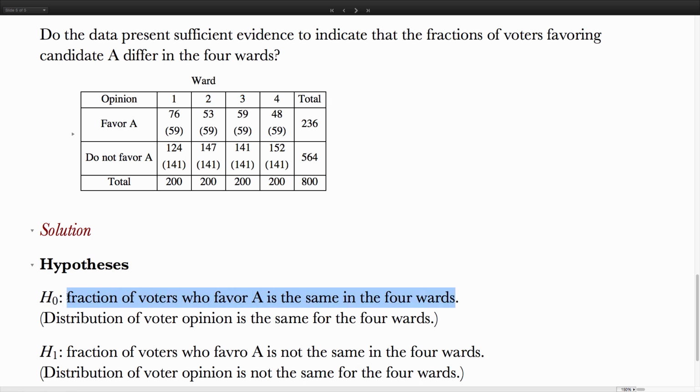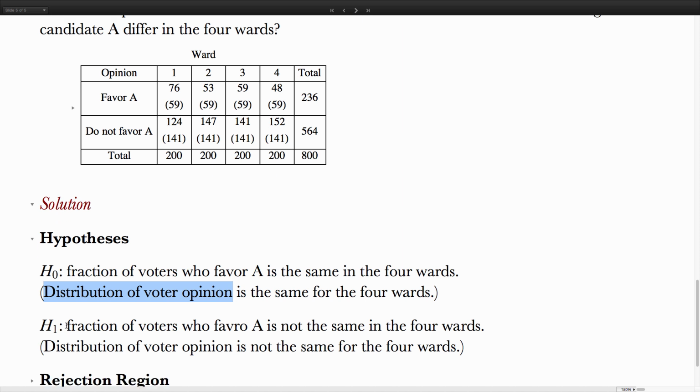Now that's specific to this situation, because if we only say that the fraction of voters who favor A is the same, we don't have to say anything about those who do not favor, because of course they are complementary. Sometimes your characteristic has more than 2 possible classes, in which case it might be better to use the words: the distribution of voter opinion is the same in the 4 wards. Okay. And of course, the alternative hypothesis is that the fraction of voters who favor A is not the same in the 4 wards.